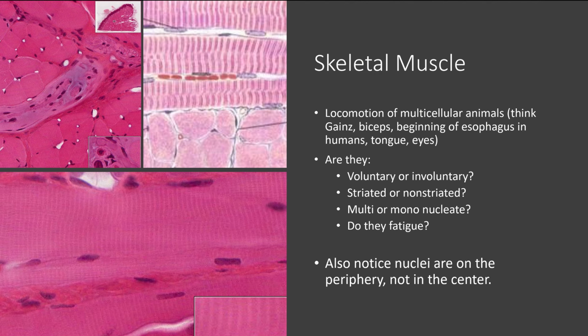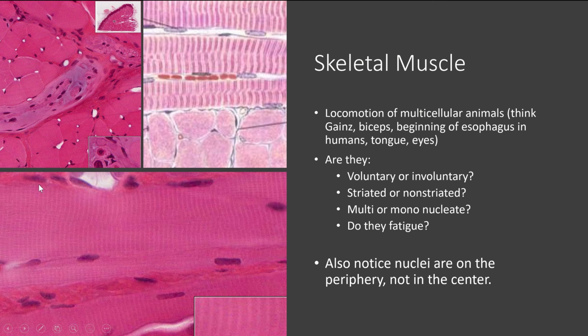So, skeletal muscle, are they voluntary? Yes. They are striated, right? Meaning we have regular repeating units of actin and myosin. They are multinucleate, right? Remember we said there are multiple nuclei because these skeletal muscle cells are really big. Okay. And then do they fatigue? Yes, your skeletal muscle fatigues. You cannot sit there and flex your bicep for as long as you want, I promise. Okay. Also notice the nuclei are on the periphery, right? We already talked about that, not the center.